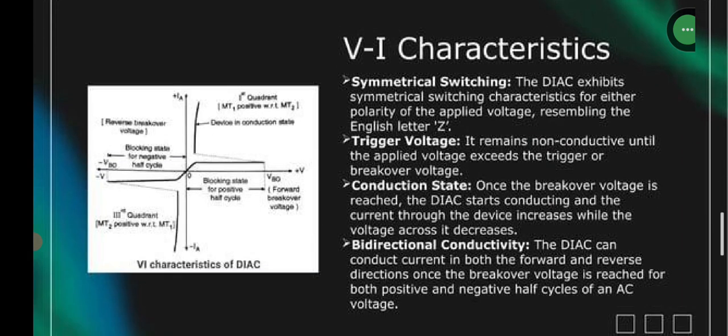VI characteristics. Symmetrical switching. The diac has symmetrical switching characteristics for either polarity of an applied voltage, resembling the English letter Z. Trigger voltage. It remains non-conductive until the applied voltage exceeds the trigger or breakover voltage. Conduction state. Once the breakover voltage is reached, the diac starts conducting and the current through the device increases while the voltage across it decreases. Bidirectional conductivity. The diac can conduct current in both forward and reverse directions once the breakover voltage is reached, for both positive and negative half cycles of an AC voltage.